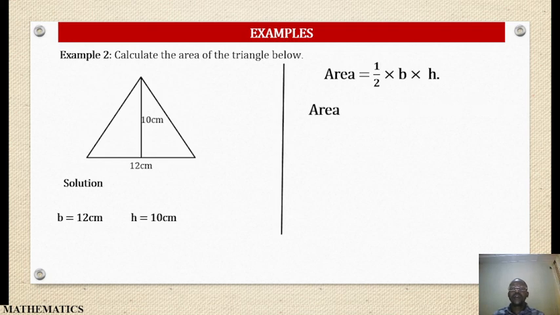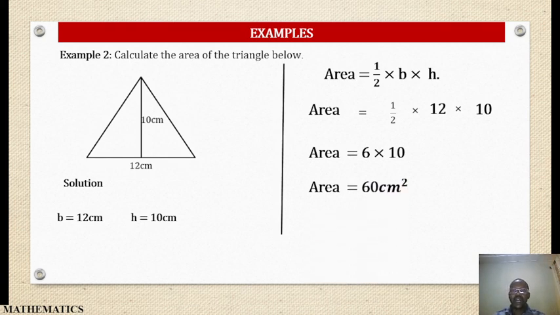We have area, which is equal to 1 over 2 times our base, which is 12, multiplied by our height, which is 10. So we need to know that half of 12 is 6, times 10. So our area is going to be 6 times 10. Half of 12 is 6, times 10. The area is going to be 60 centimeter.